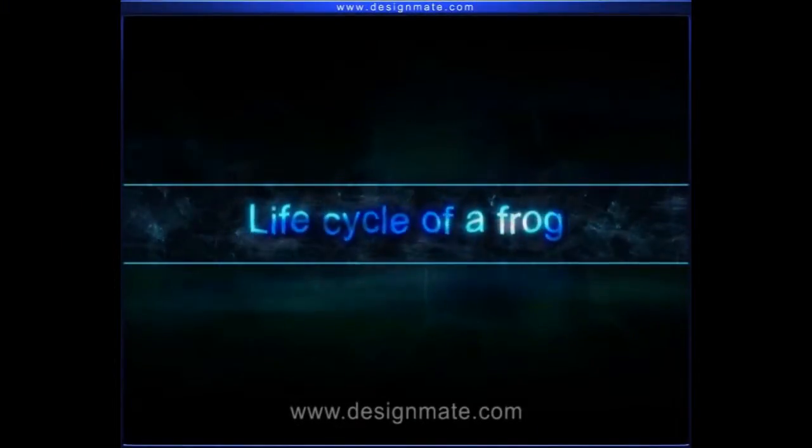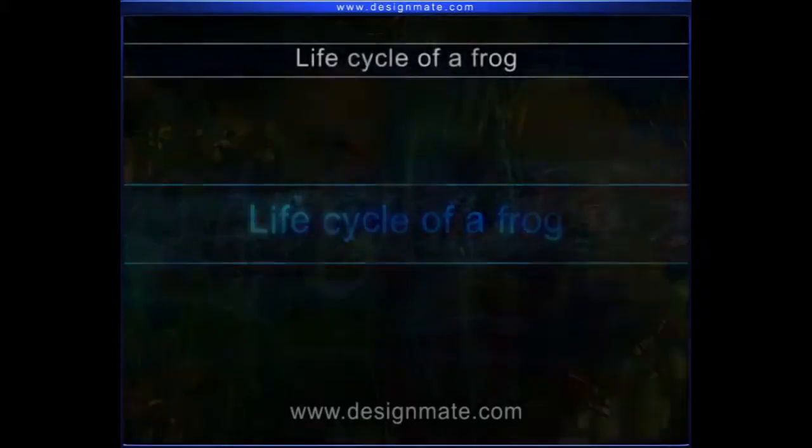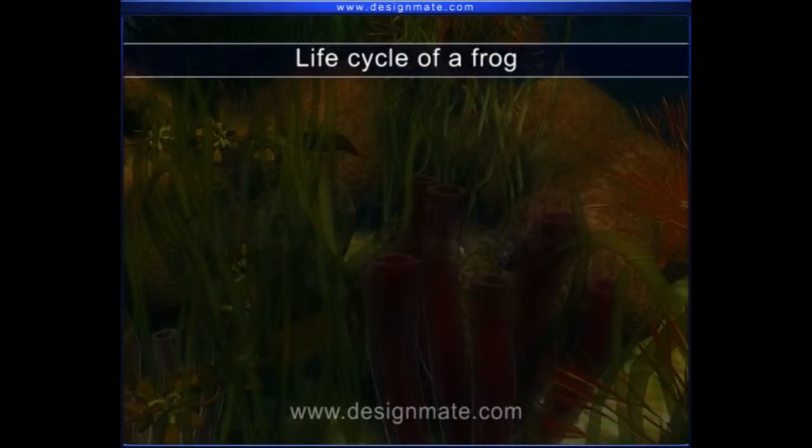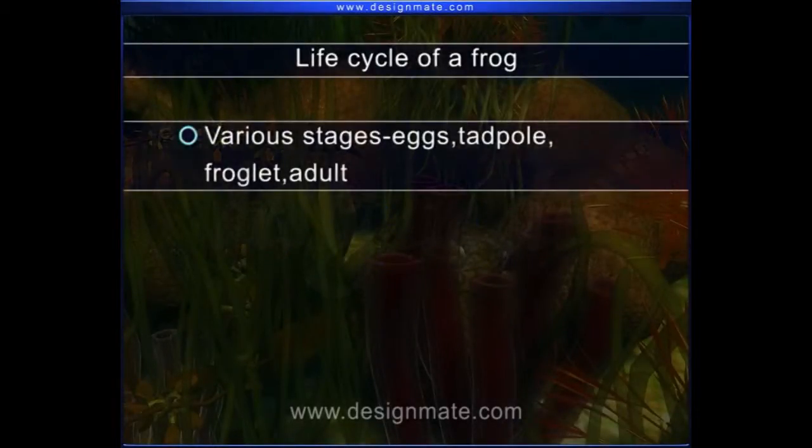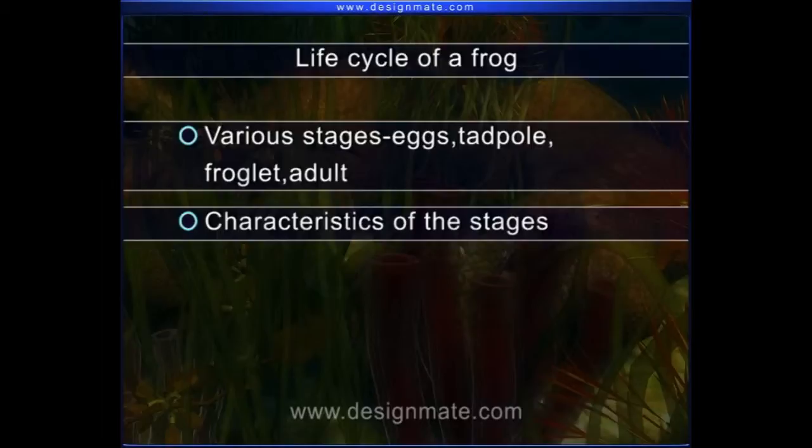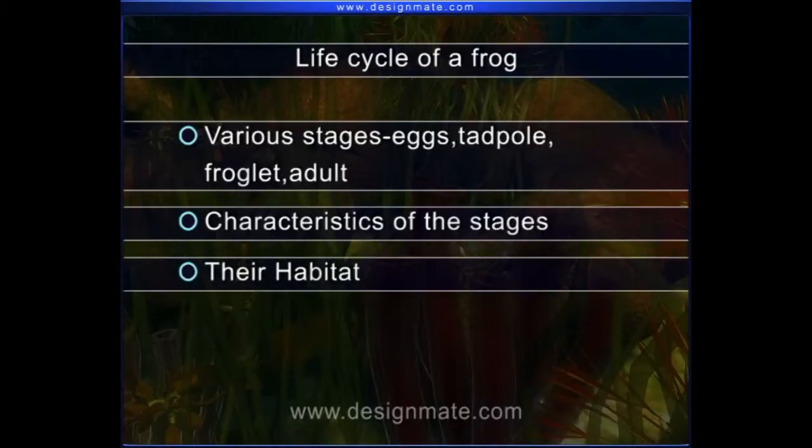Life cycle of a frog. In this topic, we will learn about various stages in the life cycle of the frog: eggs, tadpole, froglet, adult, characteristics of the stages, and their habitat.